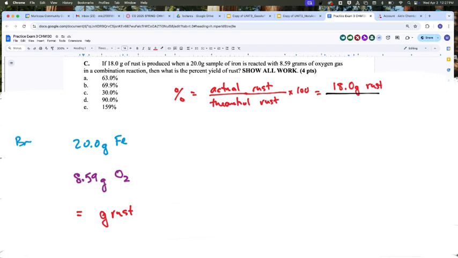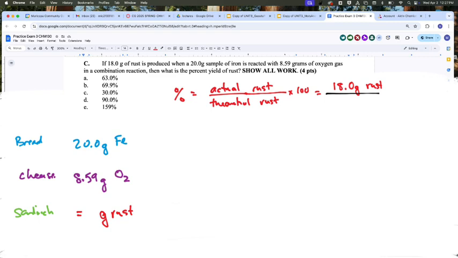There's a hint. I've got some bread. The limiting reaction. I've got some cheese. And I got here a sandwich. So what do I need to go through and do? I would have to convert those numbers, my 20.0 grams of iron and my 8.59 grams of oxygen, into grams of rust.